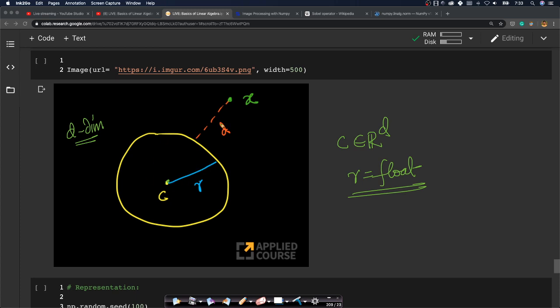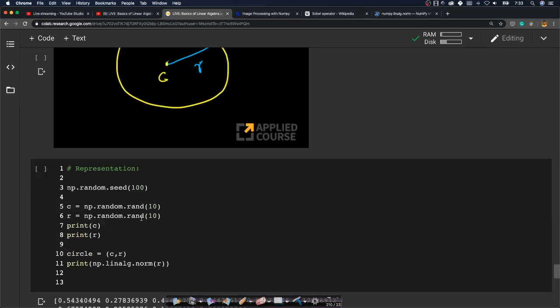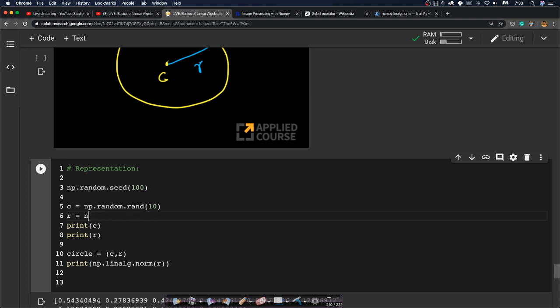So basically what is a sphere? A sphere basically says all the points which are at a distance r from here are within my sphere, right? So r is not a vector, r is a float. Simple. And how do you do some simple operations on this? It's very simple. So I think I made a mistake here. Okay, let me just say r equals 10.